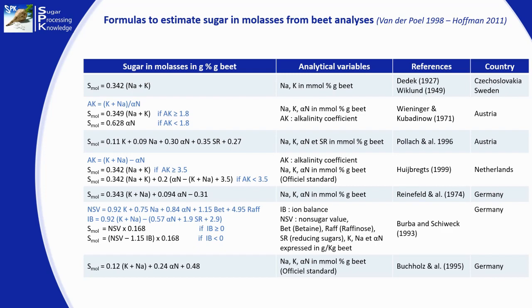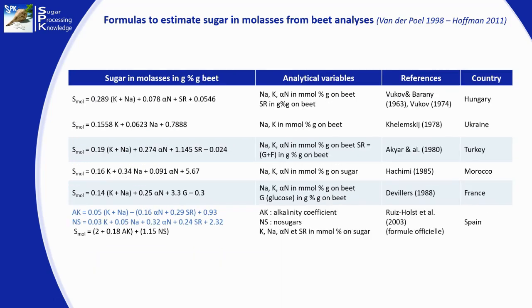For Hungary, molasses sugar is a function of potassium, sodium, alpha-amino-nitrogen, and reducing sugars. In Ukraine, molasses sugar is a function of potassium and sodium. In Turkey, molasses sugar is a function of potassium, sodium, alpha-amino nitrogen, and reducing sugars. In Morocco, molasses sugar is a function of potassium, sodium, and alpha-amino nitrogen.